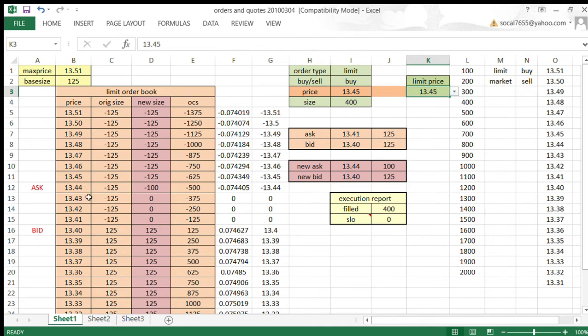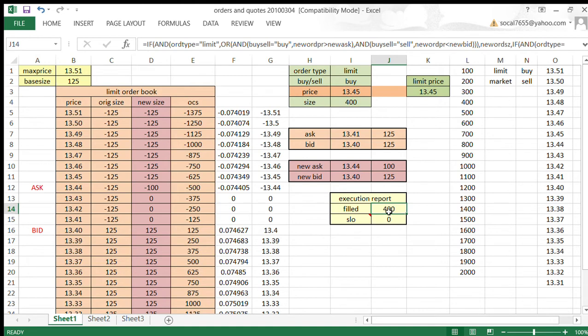In other words, we actually paid $13.41 for 125 shares, $13.42 for 125 shares, $13.43 for 125 shares, and $13.44 for 25 shares. And we can see over here a little area of the spreadsheet called execution report. It shows 400 shares were filled. Our order to buy was filled to the extent of 400 shares, and that was our entire order. So there's no SLO, no standing limit order.